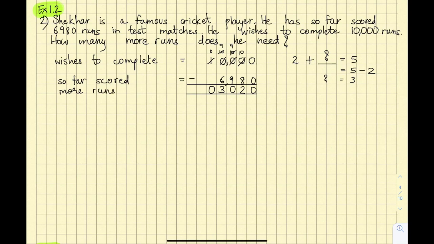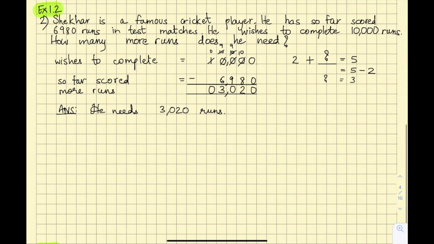So more runs needed will be 3020. We place commas, ones, tens, hundreds, commas. And then we write our answer as how many more runs does he need. So we write he needs 3020 runs. We have written needs because in the question there is does. This we'll see further in English videos.